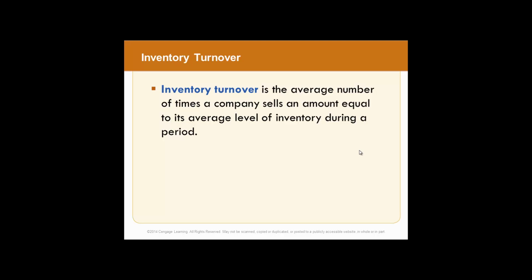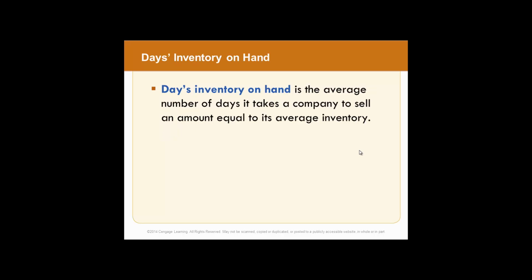So there's the inventory turnover. Remember in Accounting 1 we looked at some ratios and such. The inventory turnover is the average number of times a company sells an amount equal to its average level of inventory. So basically, how long does it take me to take a product from the jeans, the fabric, the thread and such to fully sold to a customer? How long does that take on average?